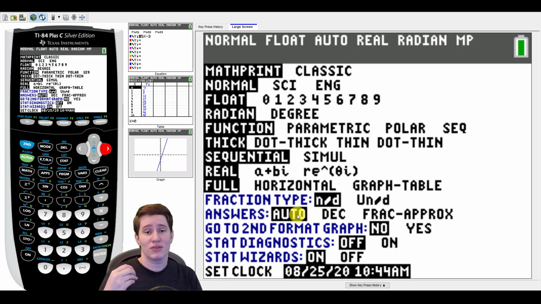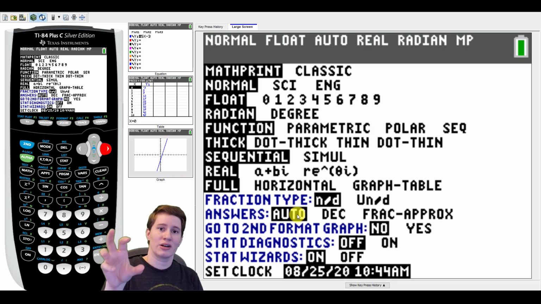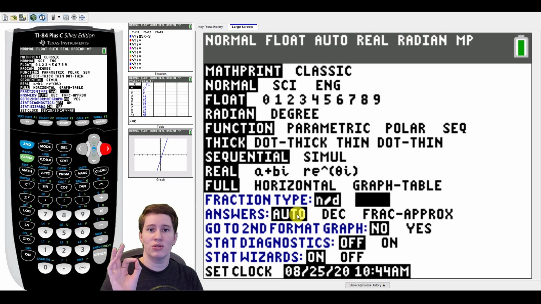If you're always wanting it to give you a decimal, like maybe you're in science class and you just always need the decimal, then you pick decimal. If you're wanting it to basically base it on how you enter it, that would be auto. So if it's on auto, if you take the time to make it look like a fraction, it will give you your answer as a fraction if it can.